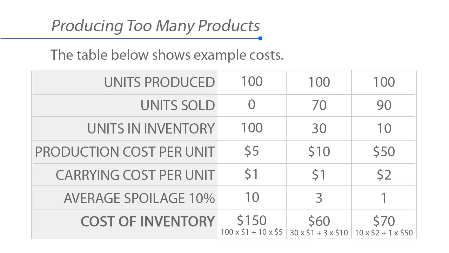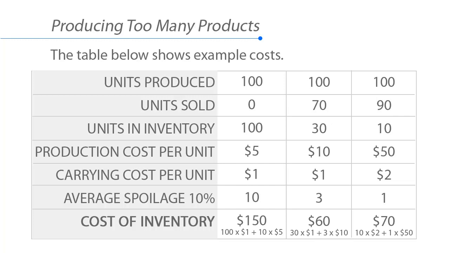So 10% of the 30 that we have remaining inventory is 3. 3 times $10 to produce each of those is $30 of spoilage. And the carrying costs are $1 times 30. So $30 in carrying costs plus $30 in spoilage for a total of $60. That's our cost of inventory.